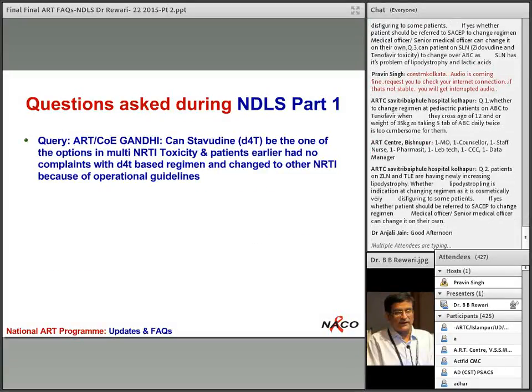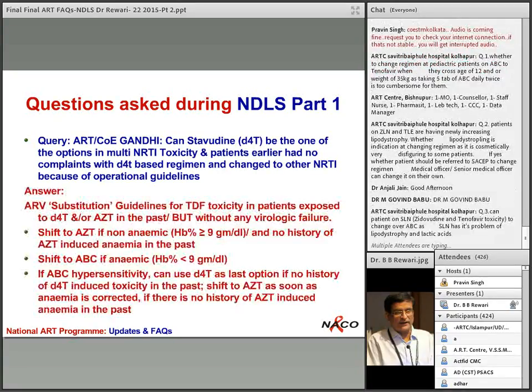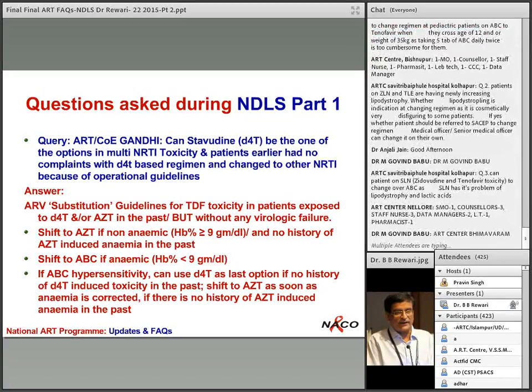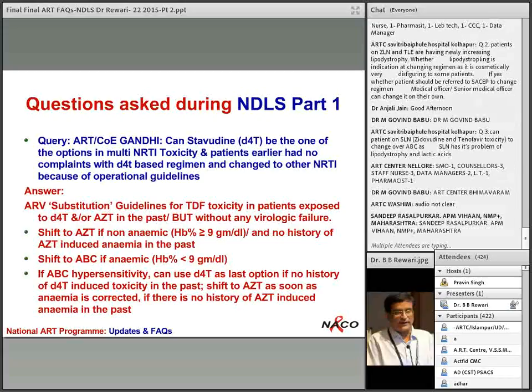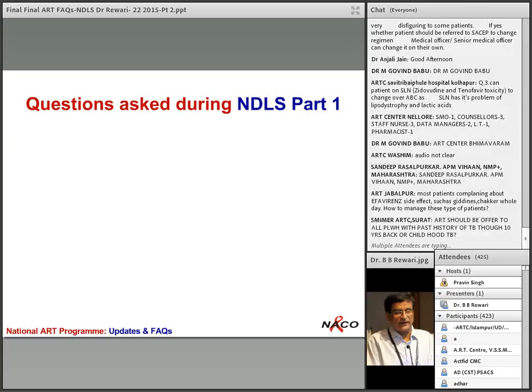Can stavudine still be used in multi-NRTI exposed? I have already given this. Yes, this can be used in certain situations in substitution where there is a TDF toxicity, patient is not failing, patient cannot be shifted to AZT because of anemia, abacavir hypersensitivity is there. In that situation, which may be less than 2% or 1% of the patients, D4T can still be used for initiation, but again this has to be substituted with AZT as soon as anemia is corrected. I hope I am clear till now.